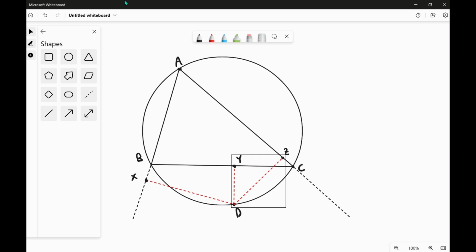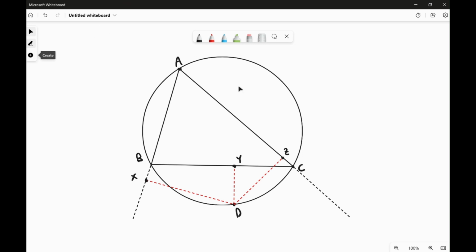Hello everyone, and in this video, we're going to be talking about a very important configuration that arises in Olympiad geometry. So without further ado, here it is. Suppose you have a cyclic quadrilateral ABCD, and you drop the altitudes from D to AB, BC, and AC. And suppose they are X, Y, and Z as you see here.